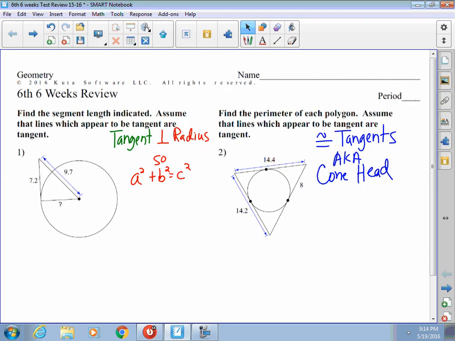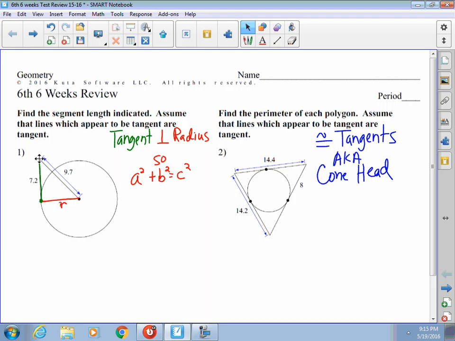So, we have a tangent. The tangent is a line segment that touches only on one side. It will never go through the circle. So that is our tangent, the 7.2. And we have a radius. The radius goes from the center to the circumference of the circle, or to the edge of the circle. That is this right here. This is our radius. This is what we're trying to find. That's where the question mark was.